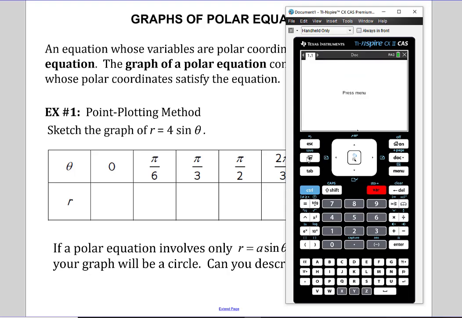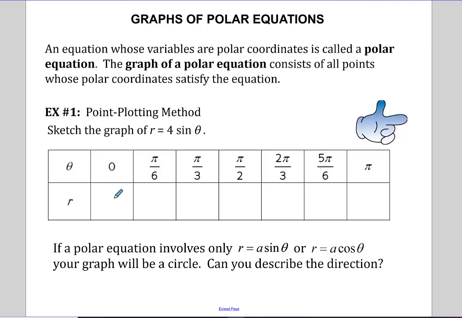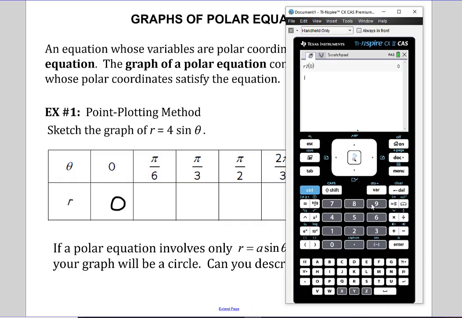And then I can evaluate for our table values. So the radius is 0, means we're at the pole or the origin, so we're at 0. When theta is pi over 6, I could do that in my head, sine should be a half. So that's 2. 4 is pi divided by 6. Half of 4 is 2.